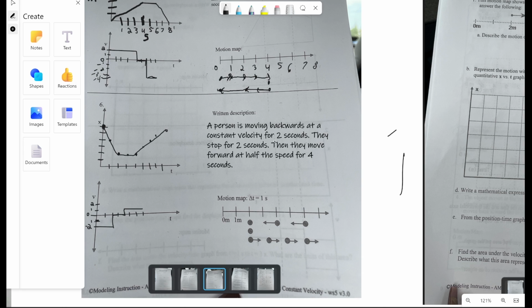Okay, the only thing that was really confusing is the written description. You can get a lot of different answers for that. All right, moving on to the next one.